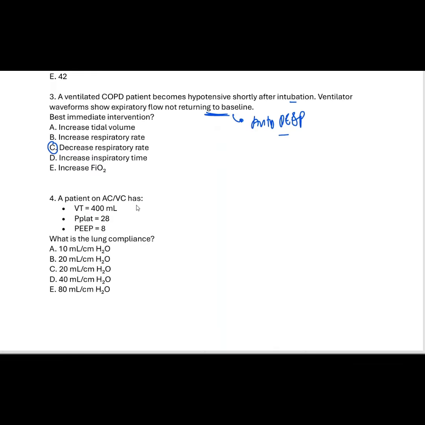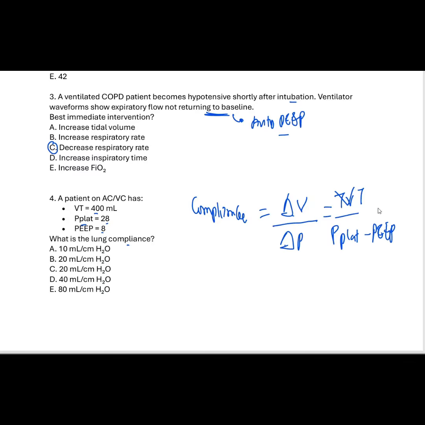And then moving on to the last question. A patient on ACVC has a tidal volume of 400, a plateau of 28, and a PEEP of 8. What is the lung compliance? Remember, I say compliance is what? It is the change in volume divided by change in pressure. And what's our change in volume? That would be the tidal volume. And what's our change in pressure? That would be plateau minus PEEP.